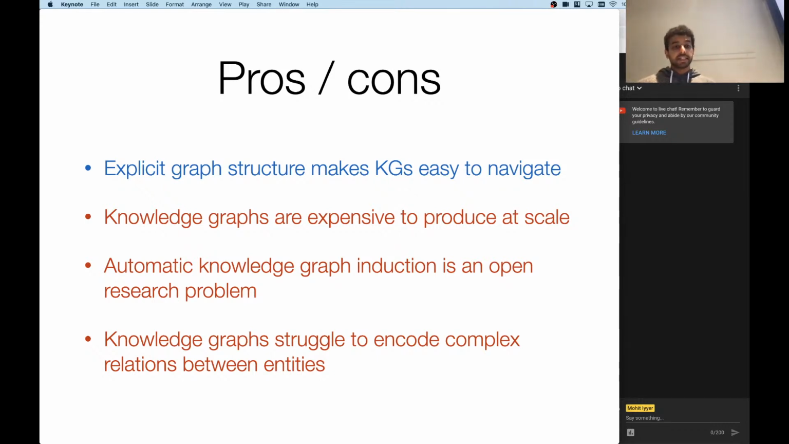They're expensive, as I mentioned. Automatic knowledge graph induction is a challenging open problem. It has not been solved. And also, what happens if you have some very complex relationship between two entities that doesn't really make sense to boil down to a single edge on a graph, right? That could also be a concern.